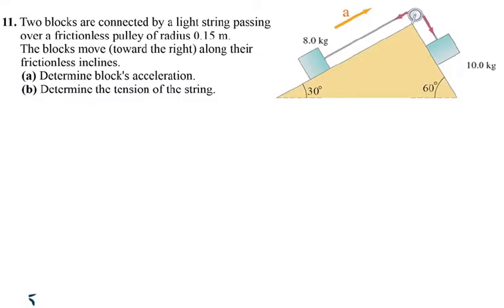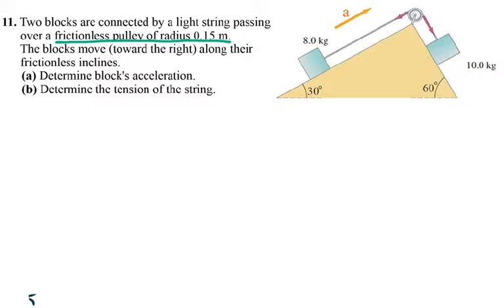Here's one more new type of question. So we have 2 blocks on both sides of the inclines. Their angles are 30 and 60 degrees. They give you that there is a frictionless pulley of radius 0.15 meters. You don't have to worry about that information, it's just extra. 2 masses, 8 kilograms and 10 kilograms, and you have to determine the acceleration and the tension in the string.